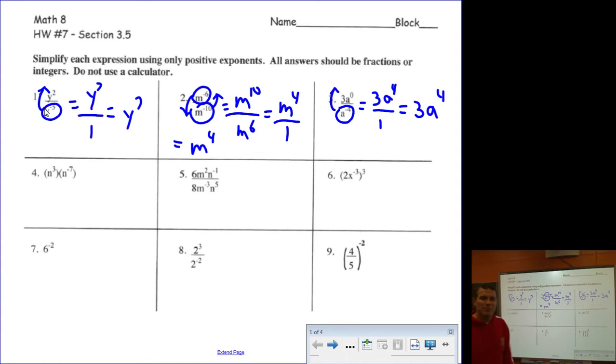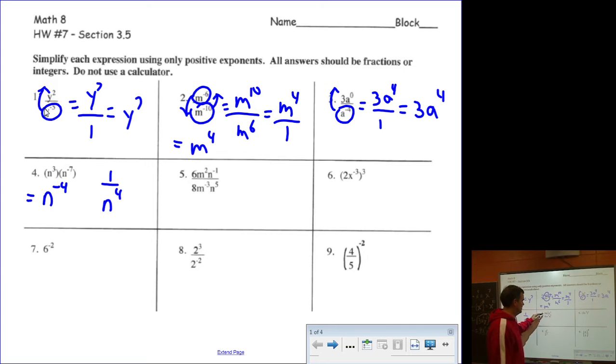Number 4, I am multiplying these together, so I'm going to add their exponents. This is going to equal n to the negative 4th. And of course, I want to take the reciprocal then of n, which would be 1 over n. And my final result is 1 over n to the 4th.